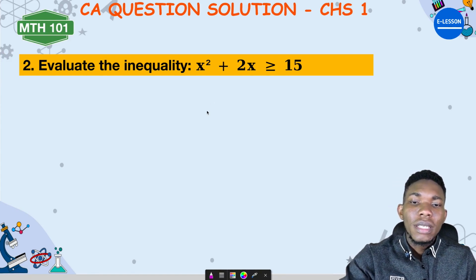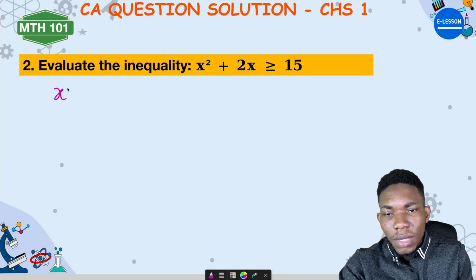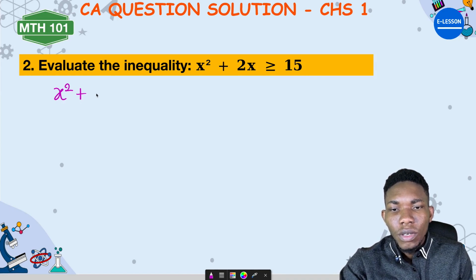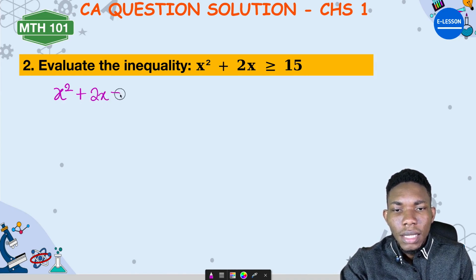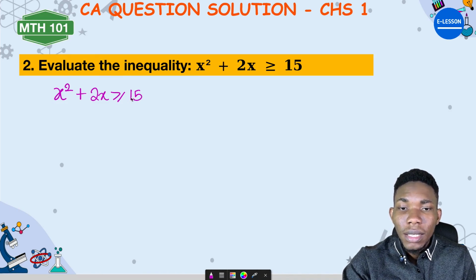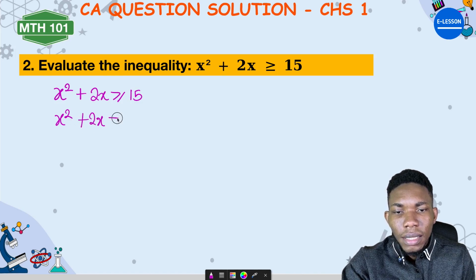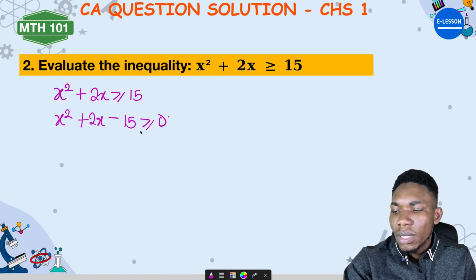Now the next question here says evaluate the inequality. The inequality you're given, my dear student, is x squared plus 2x is greater than or equal to 15. Now if you have something like this, to evaluate this, you have to make this greater than or equal to 0. So this will give us x squared plus 2x minus 15 is greater than or equal to 0.